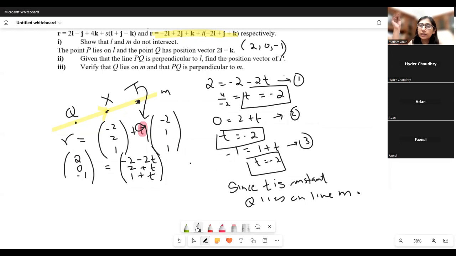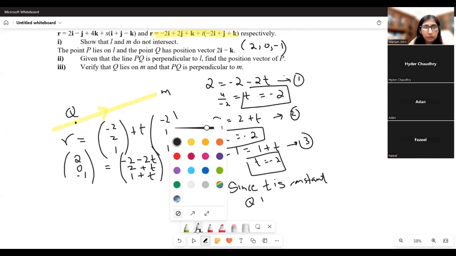हर coordinate के लिए on that vector line, there's a separate value. But it has to be one fixed value of T that you use to find all 3 coordinates of that particular point. Okay. Part 3, verify that Q.